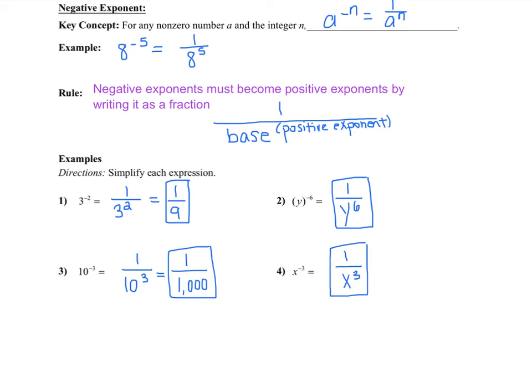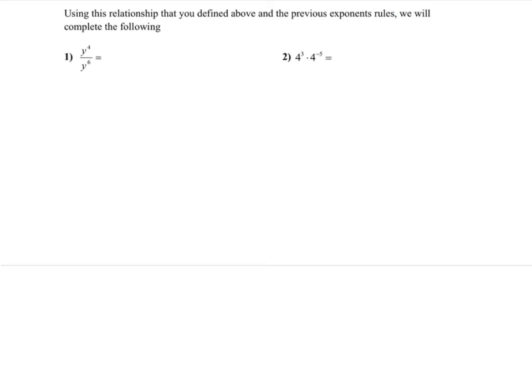Let's look at 2 more examples involving our dividing exponent rules using negative exponents. So using this relationship that you just defined above and the previous exponent rules, we will complete the following. You have y to the 4th power over y to the 6th power. Okay, so the first step we're going to do is subtract our exponents because we're dividing. So you're going to say y, and we're going to subtract 4 minus 6. Okay, and that equals y. 4 minus 6 is negative 2.